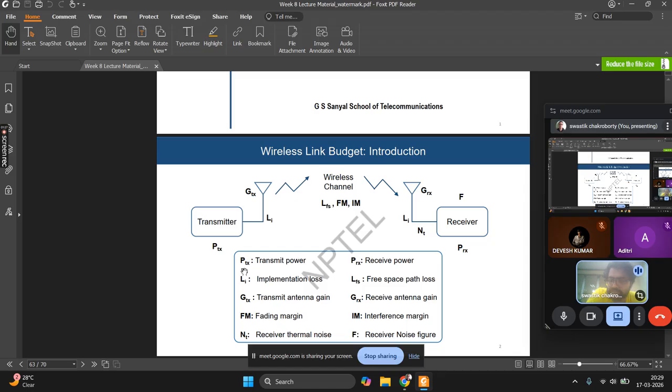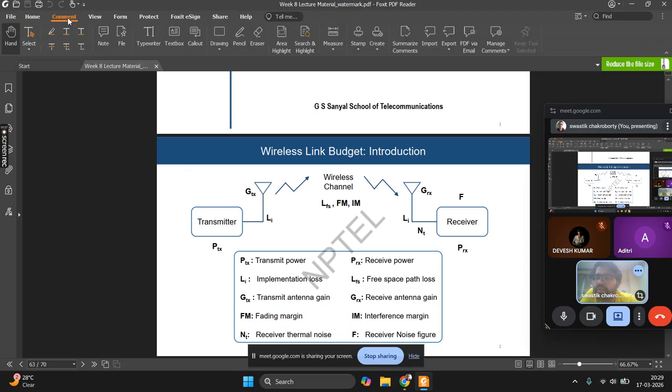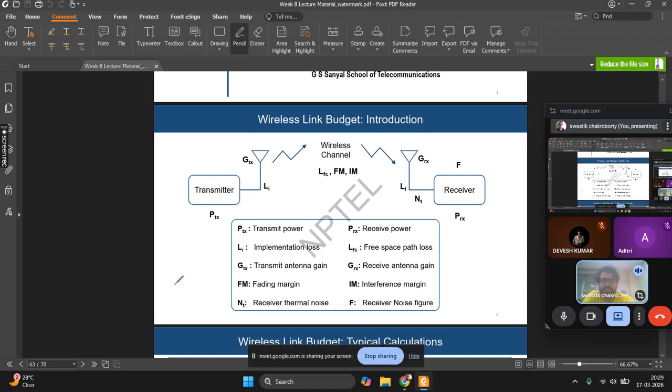So PTX, you have, let me take the pencil very quick. So you have PTX. What is the power you are receiving? You have to send PTX. Now from PTX, an LT will get subtracted as the implementation loss of the transmitter.